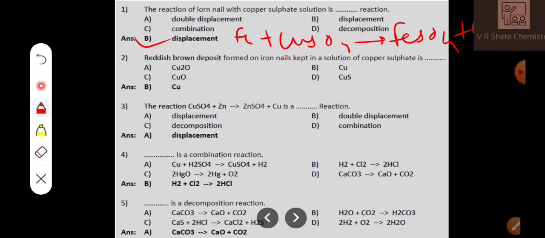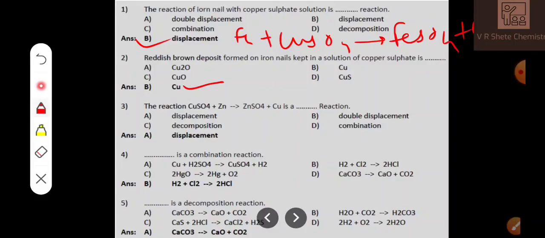Second, a reddish brown precipitate forms on the nail kept in a solution of copper sulfate. Again the same type of reaction. The answer is copper. Next, copper sulfate reacts with zinc to give ZnSO4 plus copper, that is, zinc sulfate plus copper. So what is the type of reaction? Again the displacement type of reaction. The more reactive zinc replaces the less reactive copper.